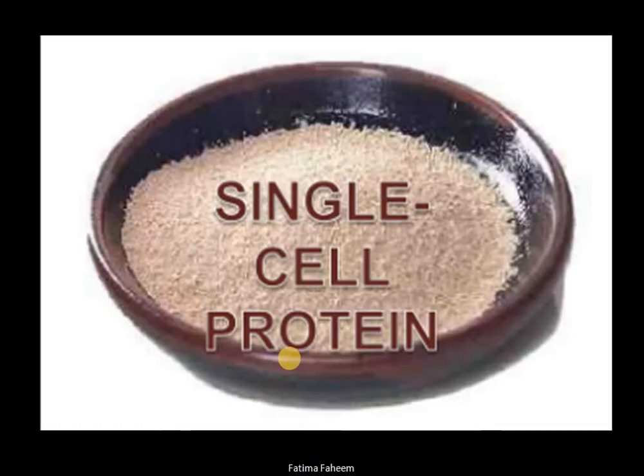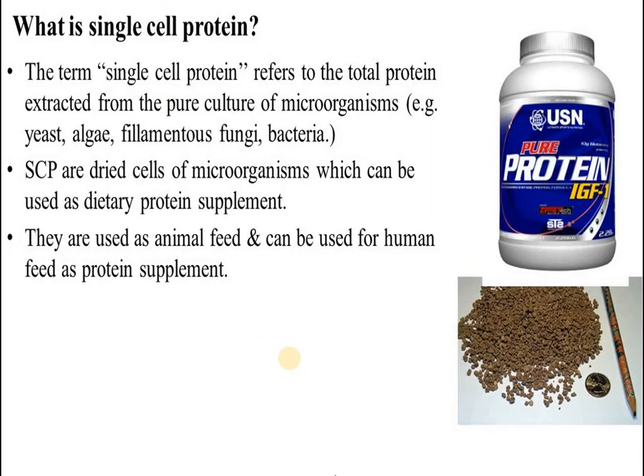The next product that we have to know about is single cell protein. Before going into the process of how we will make it, we first need to know what it is. Single cell protein refers to total protein extracted from the pure culture of microorganisms, for example yeast, algae, filamentous fungus or bacteria. Basically these are dried cells of microorganisms which can be used as a dietary protein supplement. They are used as animal feed and can be used for human feed as well as protein supplements.